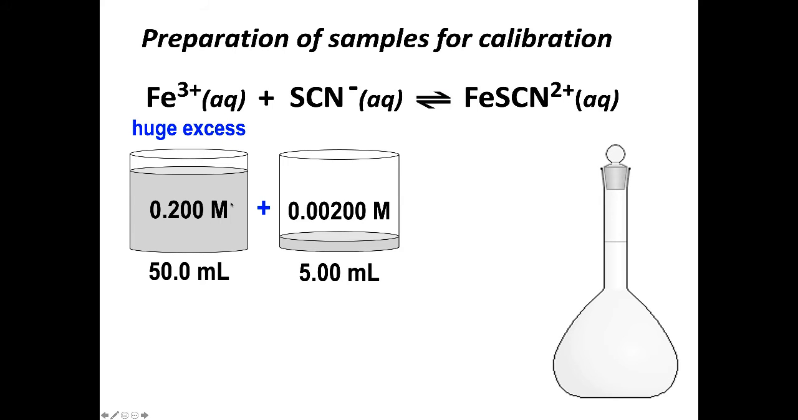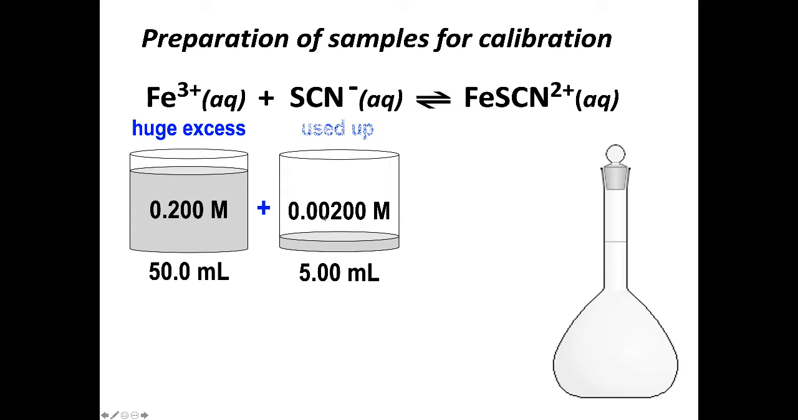But a couple of things to notice. This is just a sample calculation. You'll have to use the correct numbers given in the experimental data. But let's just say we have 50 milliliters of this 0.2 molar Fe3+ solution, and we have, say, 5 milliliters of the 0.002 molar SCN- solution. Now notice the Fe3+ has a much higher concentration and a much larger volume, so it's in a huge excess compared to the SCN-, which has a much lower concentration and a much lower volume.